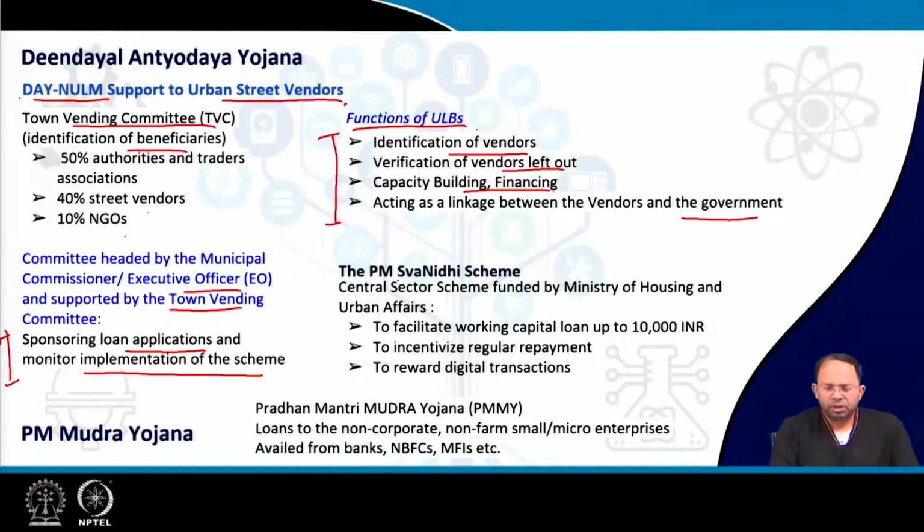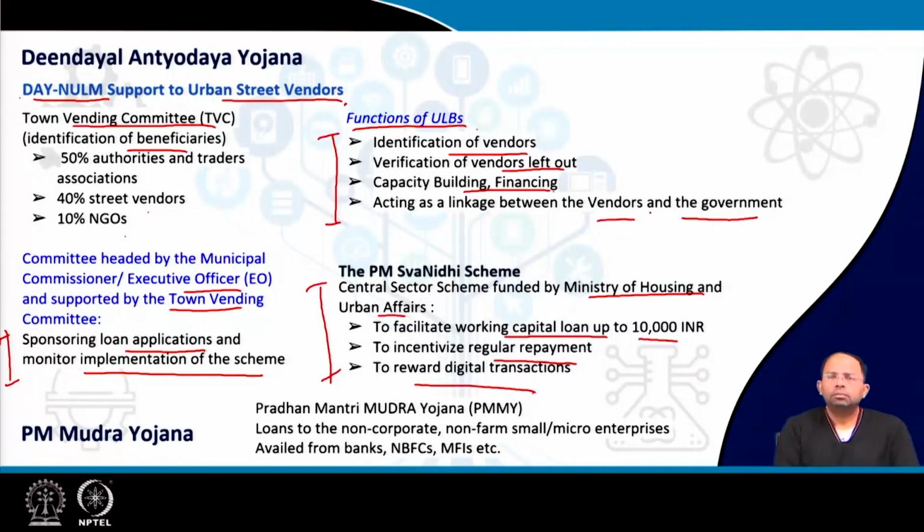So the PM Swanidhi scheme is funded by the Ministry of Housing and Urban Affairs. Through this particular scheme, vendors can get a working capital loan of up to 10,000 rupees INR, and this scheme also makes sure that these people pay back the loan through regular payments, and also they will reward digital transactions. So this is a special scheme which facilitates provision of loans for the informal street vendors.